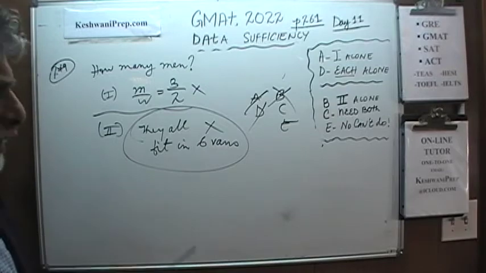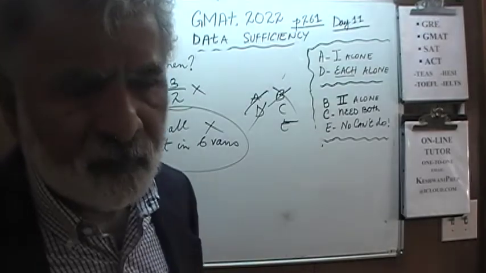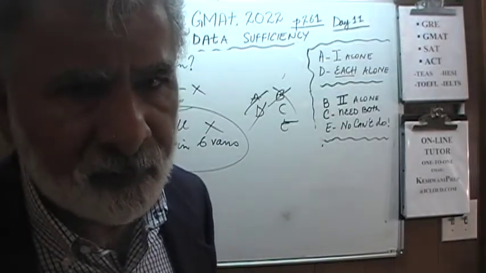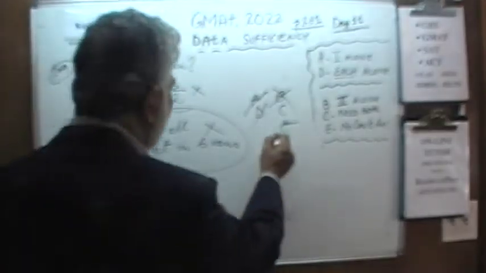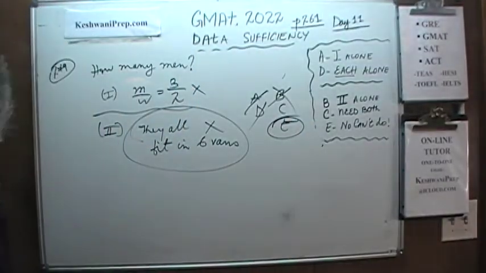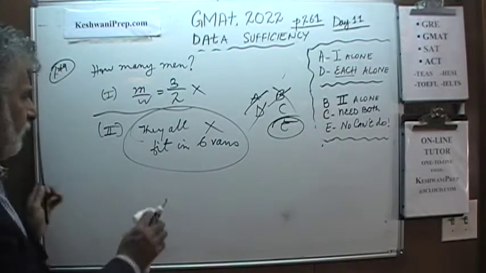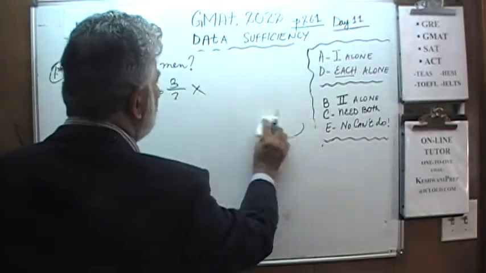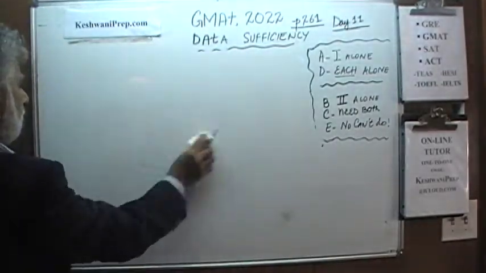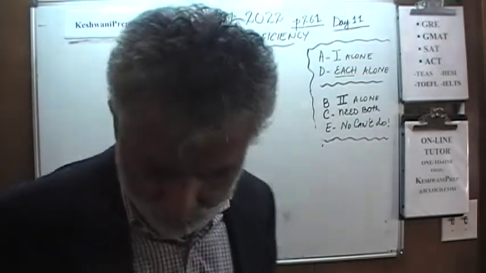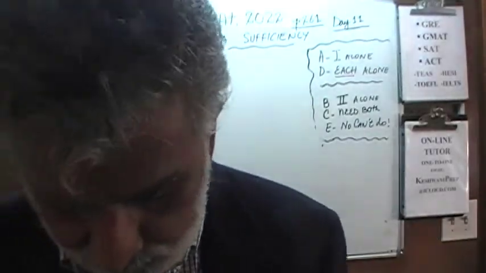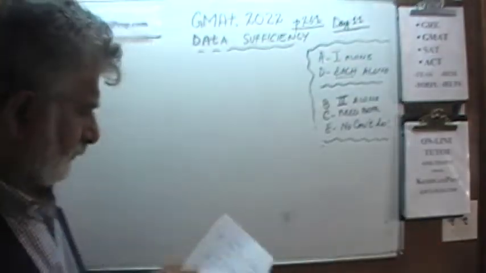And even when we put them together, knowing the ratio of male to female and knowing that they all fit in six vans, it's just silly. The answer is E. They're just playing with us. They're just having fun with us. They're just being silly. Your job is to make sure that you don't let them have fun. Just move on.